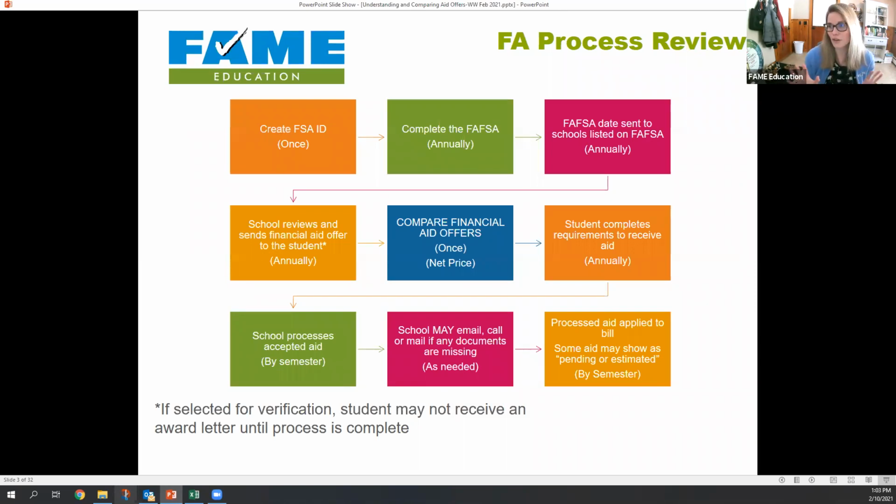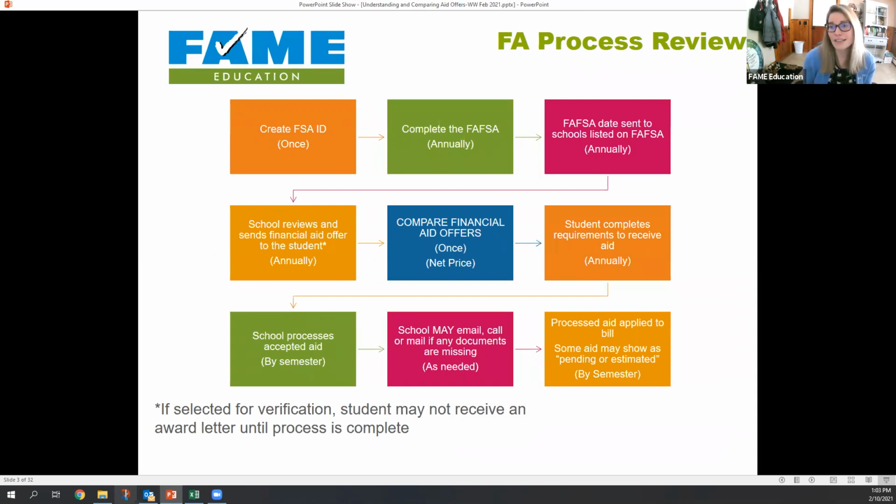So here's how the process works. And I included the frequency at which this happens. I did notice there were some names on there that I didn't recognize, so welcome if you're new to FAME webinars. But I did want to indicate what to look for in this process.